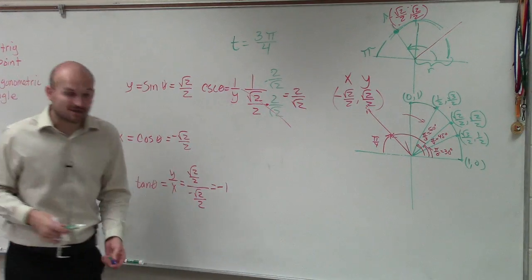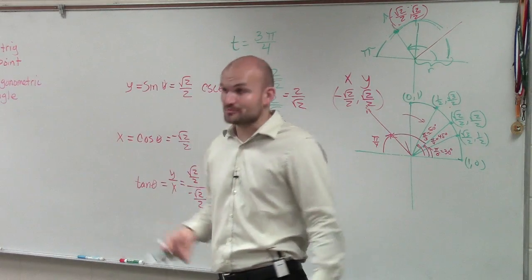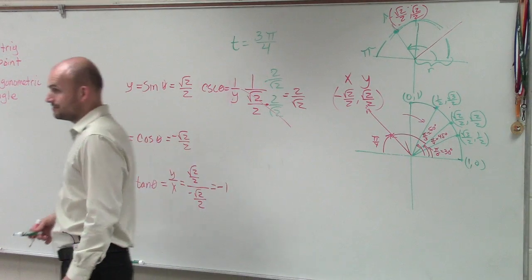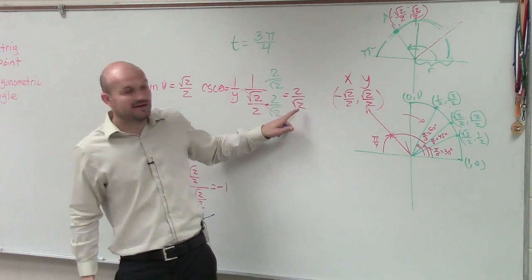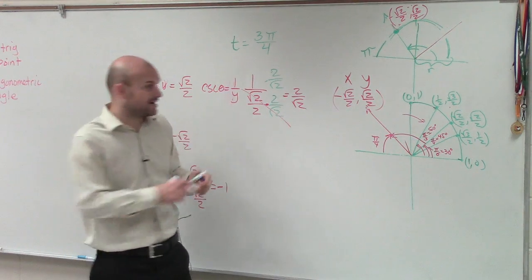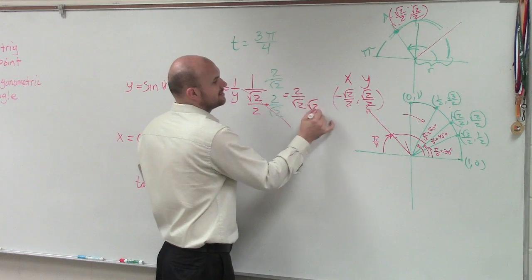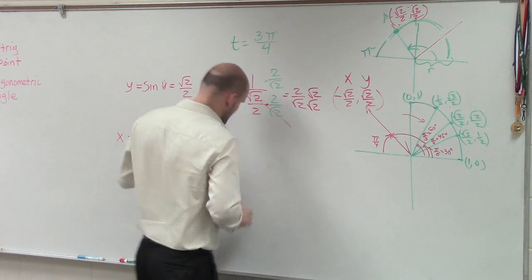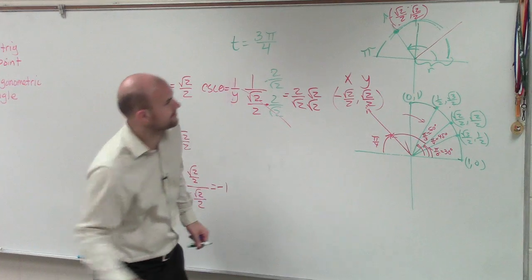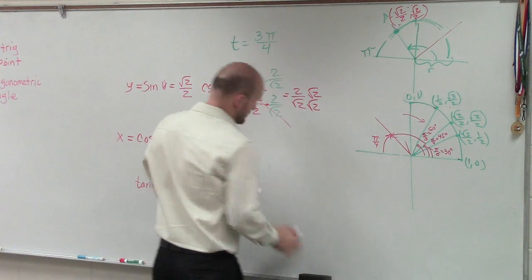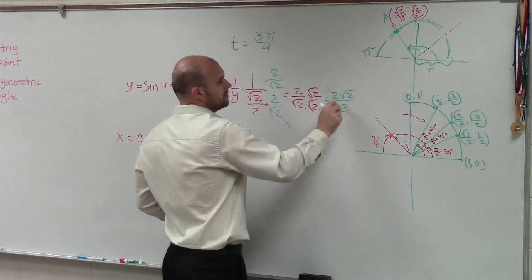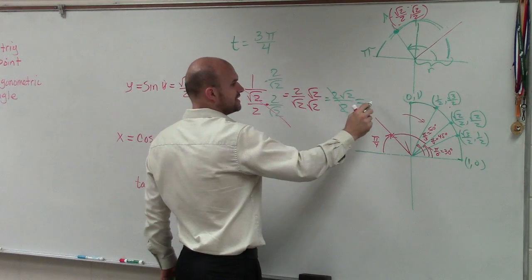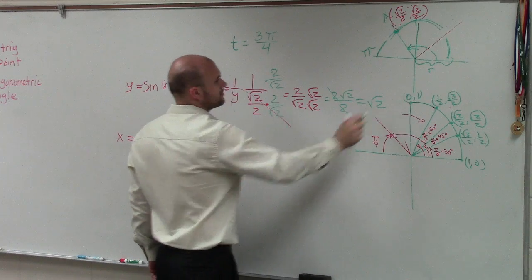And then in geometry and in algebra 2, and even in pre-calculus, we talked about how when we have an irrational number in the denominator, we have to make sure we rationalize the denominator. So my final answer here is going to be 2 square root of 2 over 2. Those cancel out, which is just going to equal square root of 2.